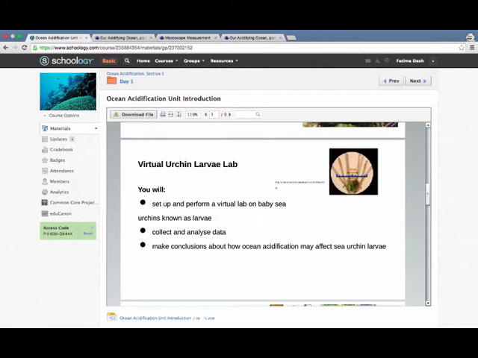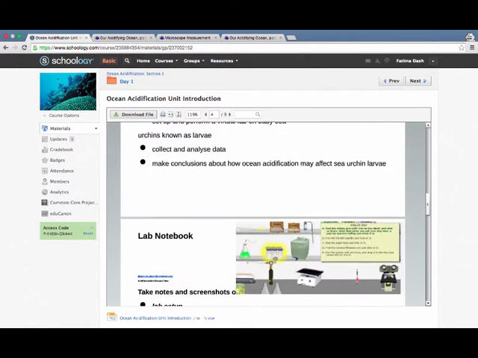This is a virtual lab that they perform on the baby sea urchins known as larvae. They collect and analyze data and they make conclusions about how ocean acidification may affect the sea urchin larvae. This lab is done completely online.